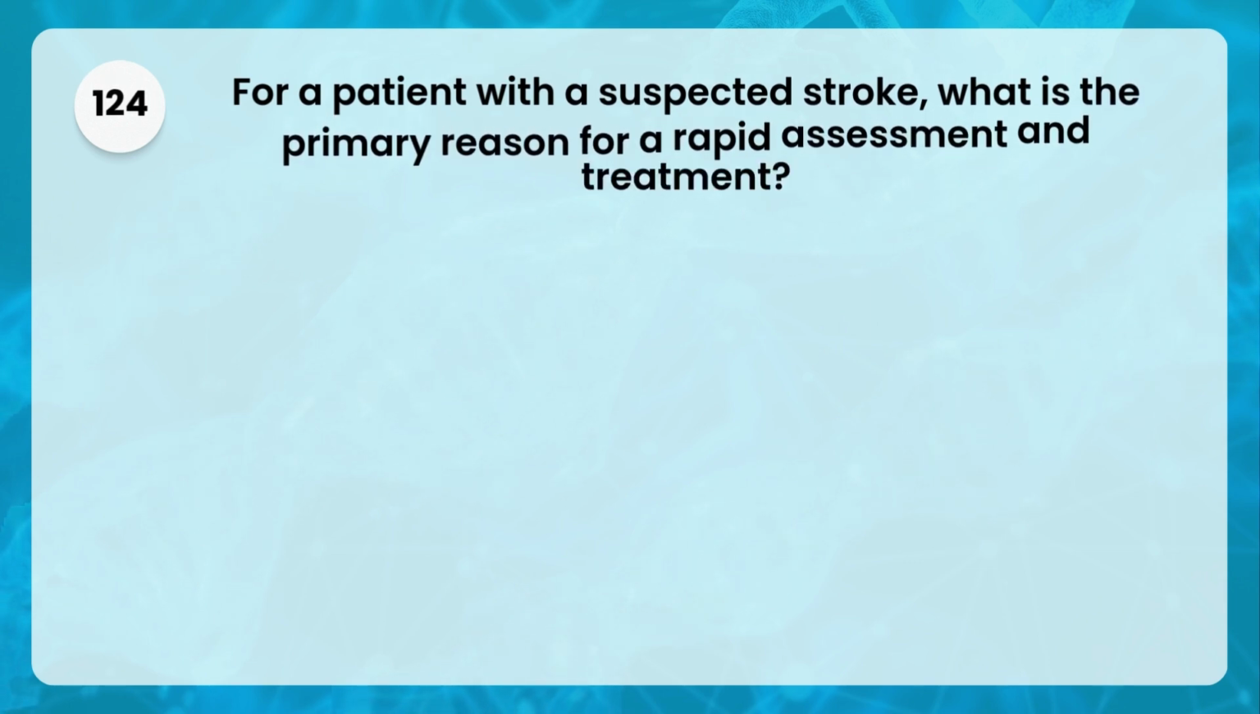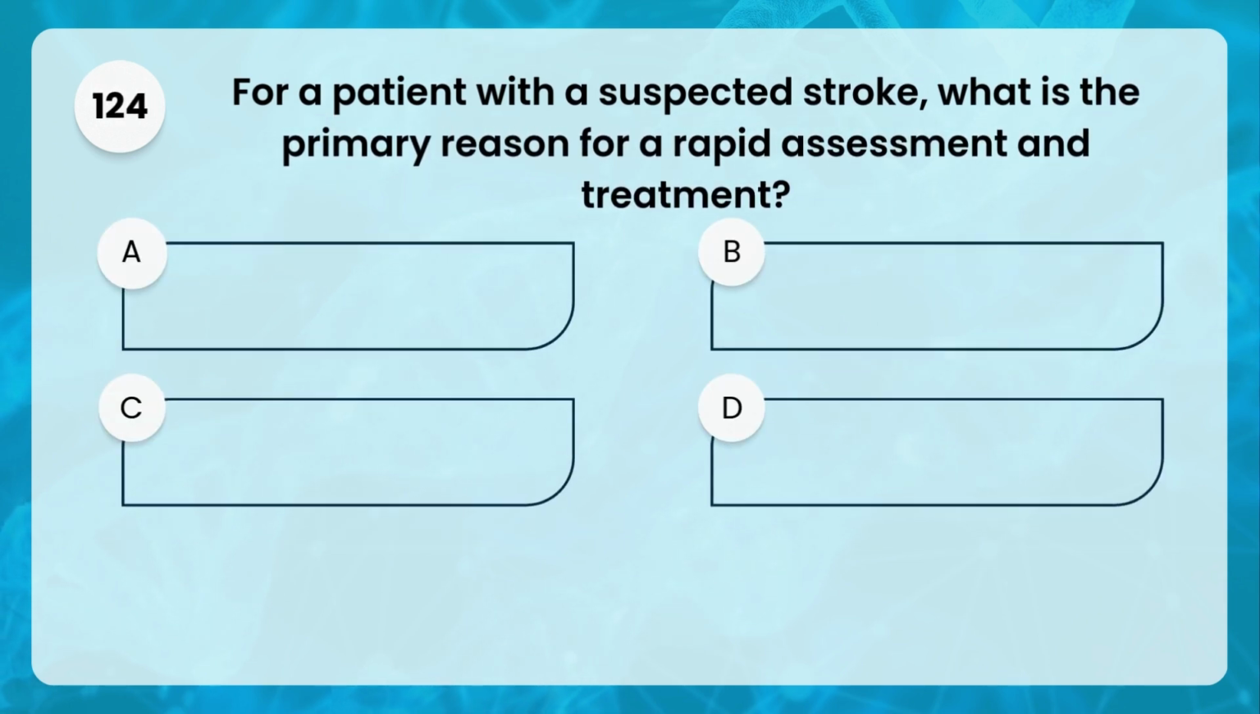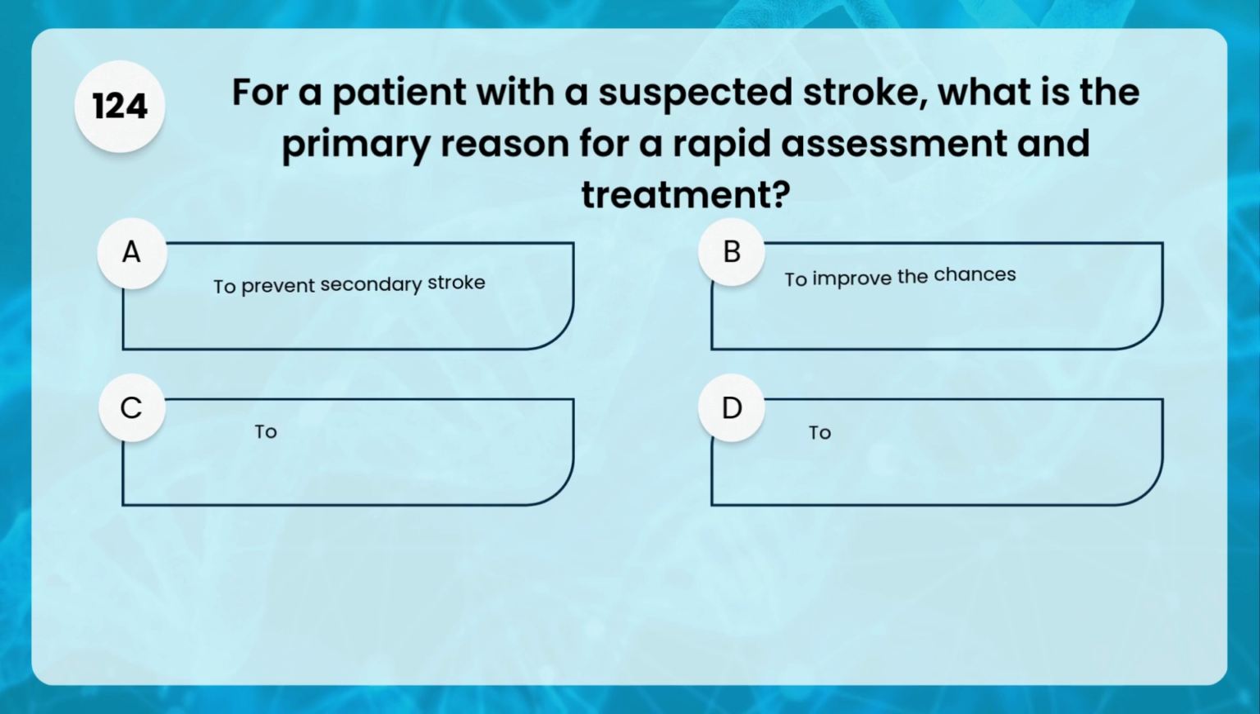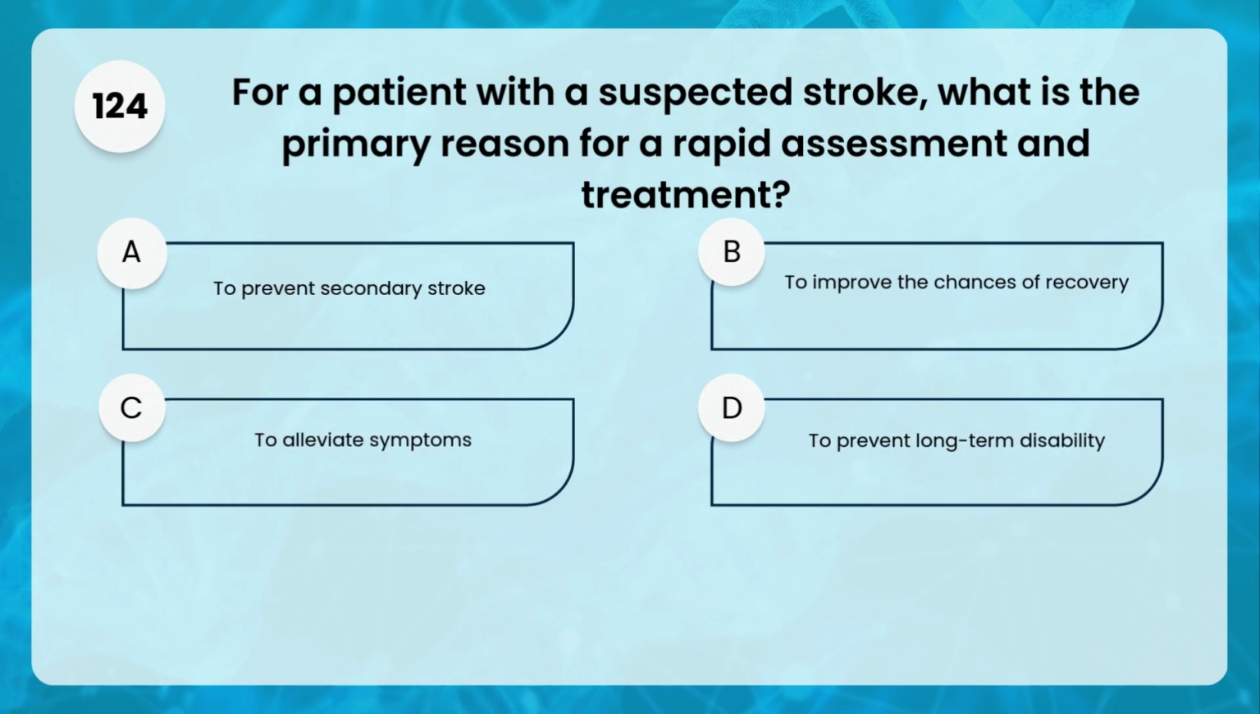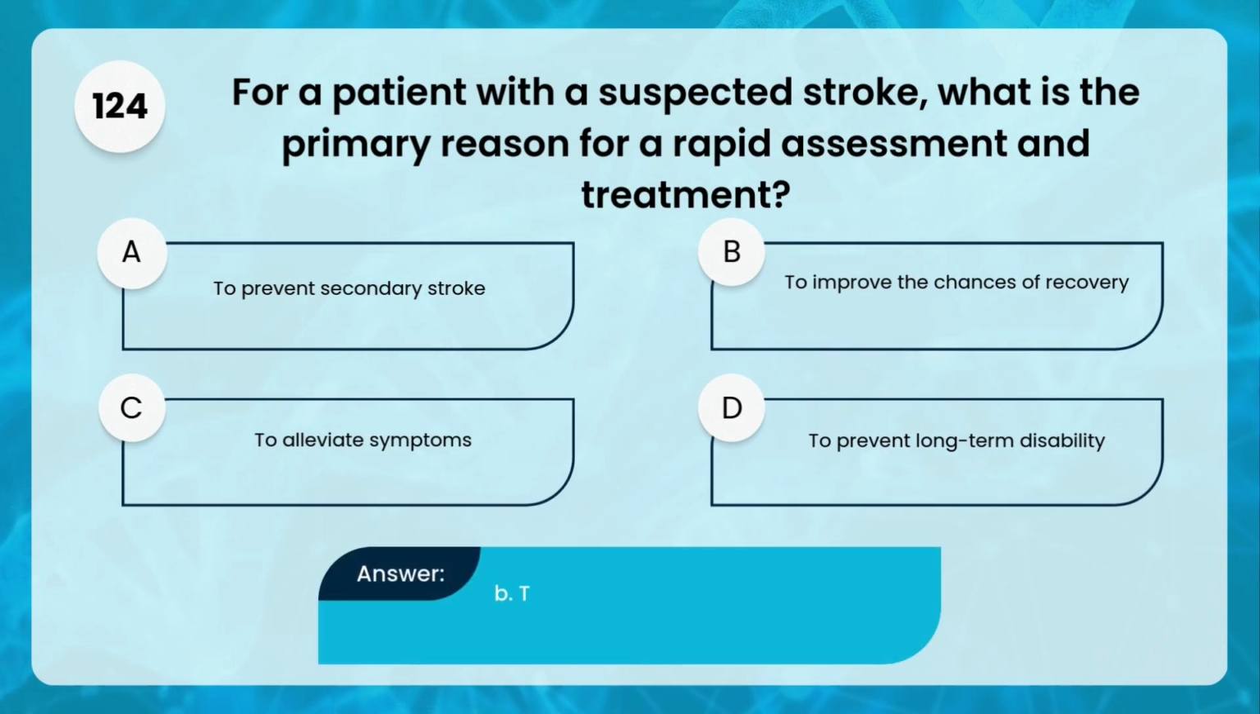124. For a patient with a suspected stroke, what is the primary reason for a rapid assessment and treatment? A. To prevent secondary stroke. B. To improve the chances of recovery. C. To alleviate symptoms. Or D. To prevent long-term disability. The answer is B. To improve the chances of recovery.